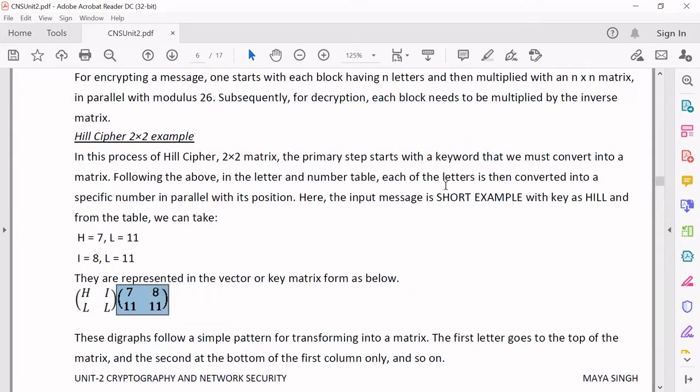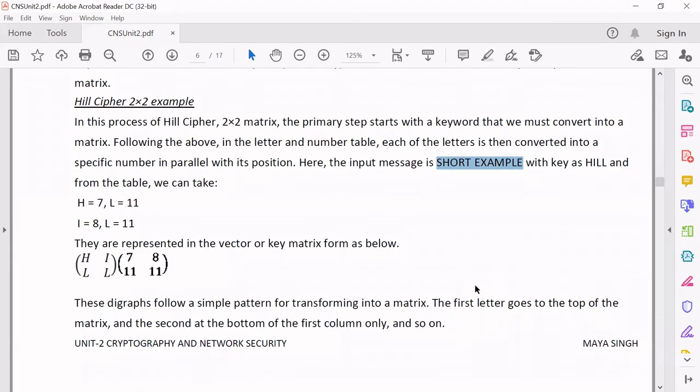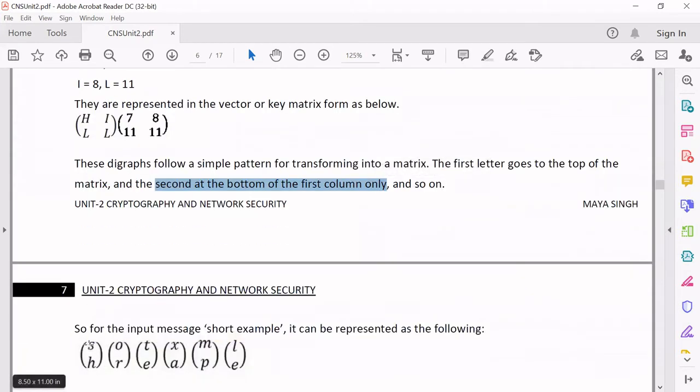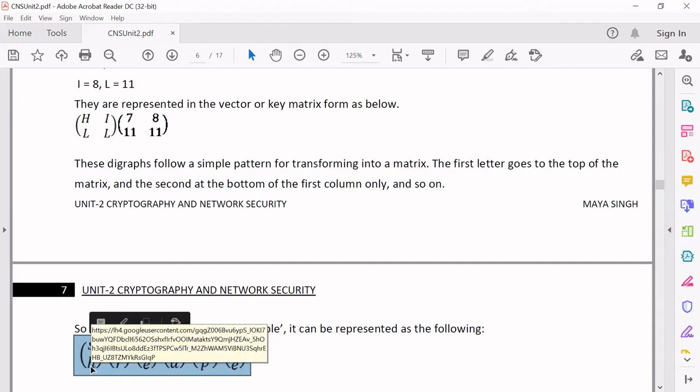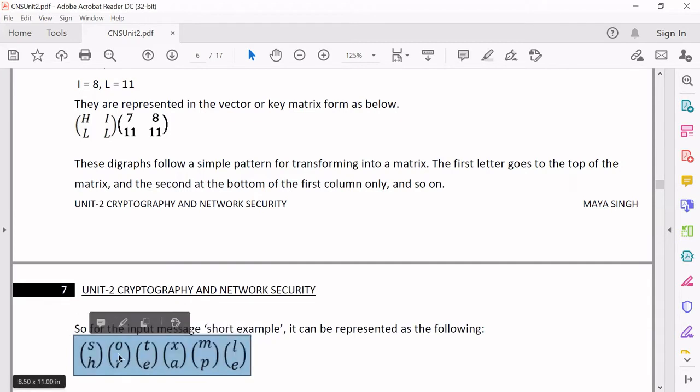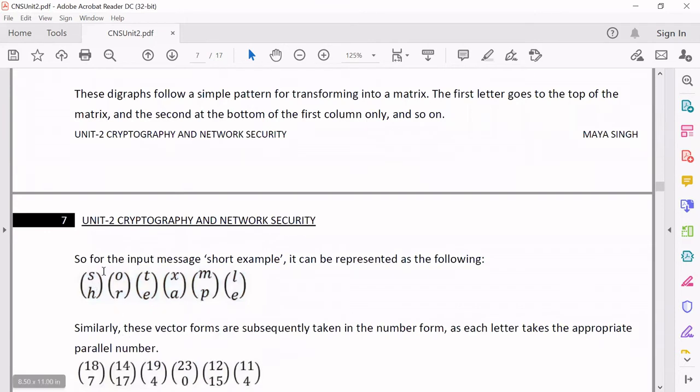Now how do we write this particular message in the form of a matrix? What is the rule that needs to be followed? The first letter goes to the top of the matrix and the second letter at the bottom of the first column. It is like this. The first letter is S. It is taken on the top. The second is at the bottom. The third again on the top. The fourth on the bottom, and so on. So we have a representation for the short example.